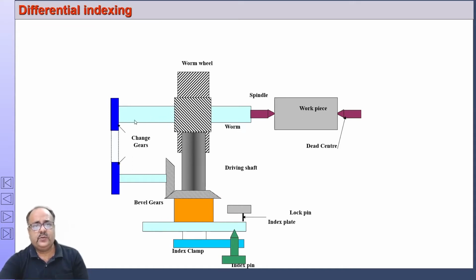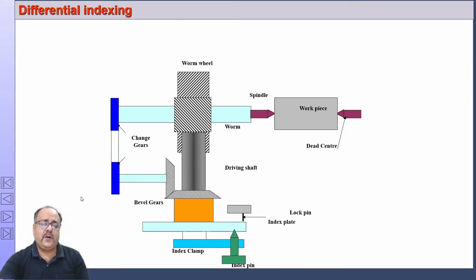Here, as we rotate the index crank, the worm rotates, and the worm wheel rotates. As the worm wheel rotates, the workpiece also rotates. Also, the worm wheel shaft, or the spindle shaft, has a driver gear, which will also rotate. This driver gear drives these driven gears, and simultaneously the bevel gear rotates and drives the other bevel gear, and the index plate will also rotate. So as we are indexing, the plate is also rotating in the same direction or in the opposite direction. That will depend on the change gears.